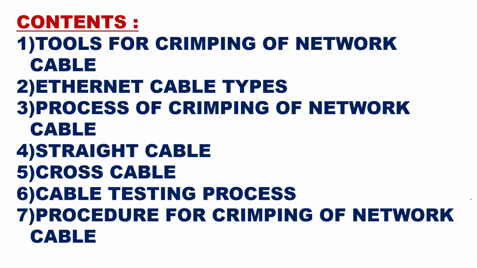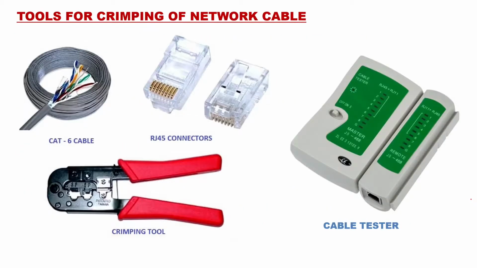Number four, what do we mean by straight cable arrangement? And number five, what do we mean by cross cable arrangement? There are two cablings which we can do: one is straight cable and one is cross cable. Number six, cable testing process. How to test a connected network cable with a cable tester. And then seventh, the experimental procedure for crimping of network cable. Then let's start with the tools for crimping of network cable.